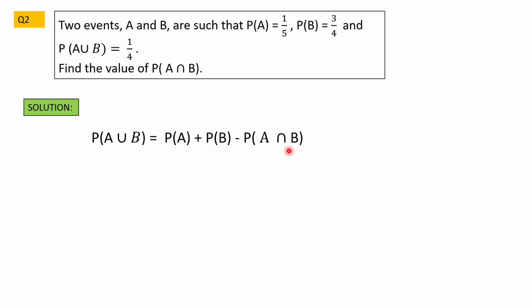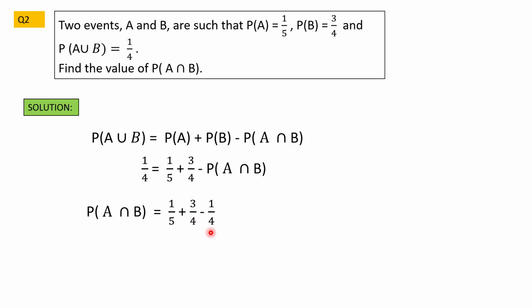Now, since here we are given the value of probability of A union B as 1 over 4, we substitute the value into the formula. We are also given probability of event A as 1 over 5 and probability of event B as 3 over 4. Now simplify this in order to obtain the value of probability of A intersect B. Simplify this and your final answer will be 7 over 10.